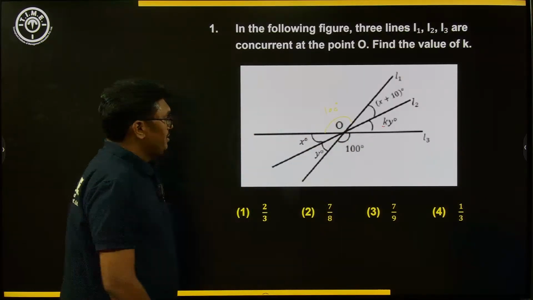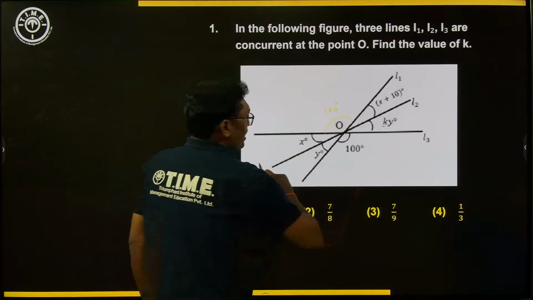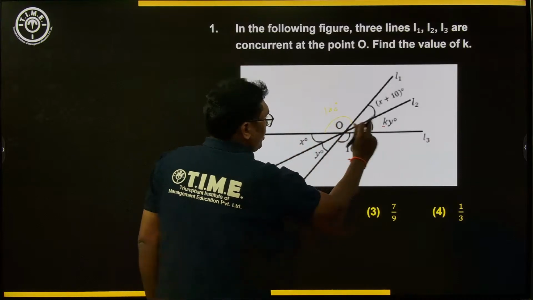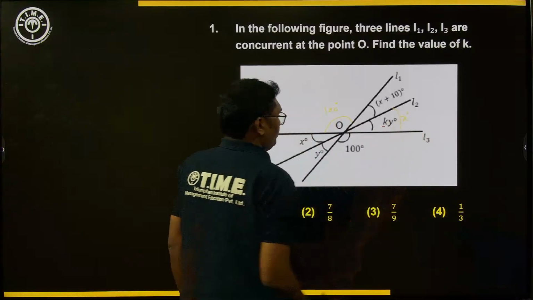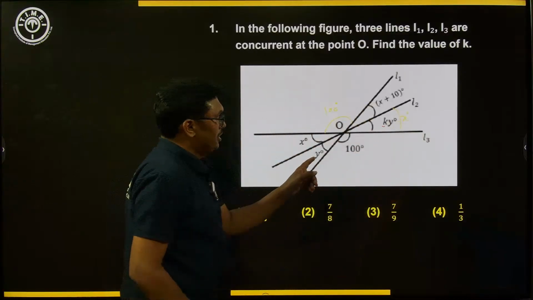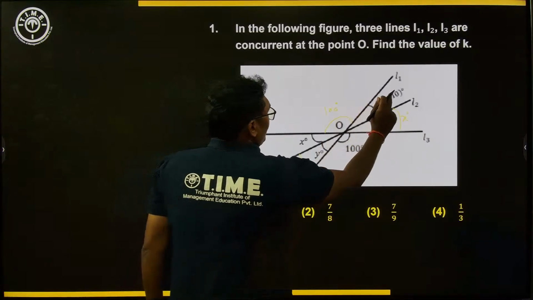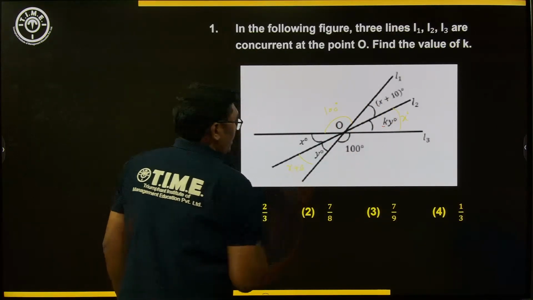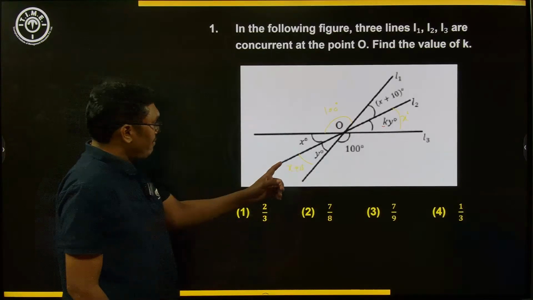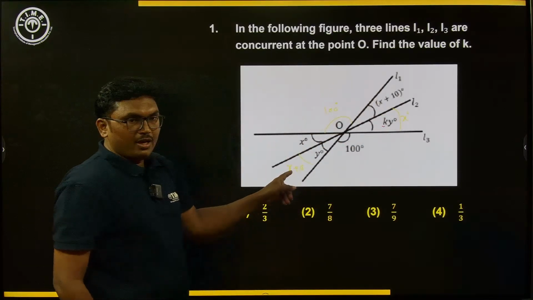Next, this is x degrees and this is ky degrees. These two are vertically opposite. That means this is also x degrees. If you observe these two, these are vertically opposite, so this is x plus 10. Okay, so now everything is converted in terms of one single variable x.